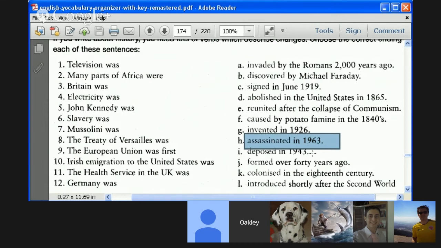1963. So that's weird. That came up in another class yesterday. What does that mean? He was assassinated. Alejandro? What does that mean? What happened to him? John Kennedy? He was the president of the United States, and what happened to him? What does that mean? He was assassinated.